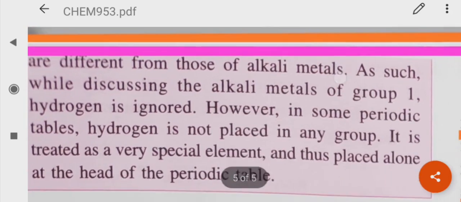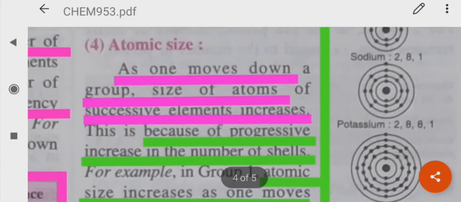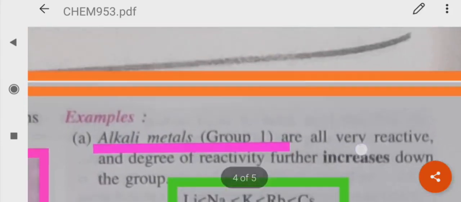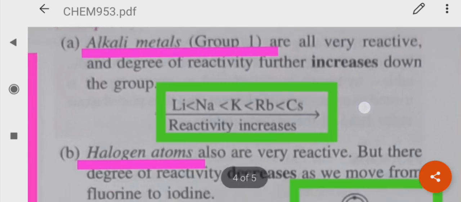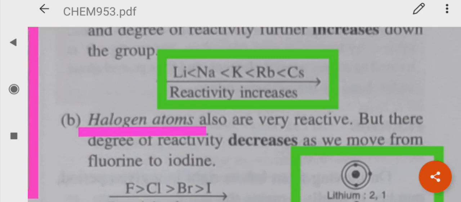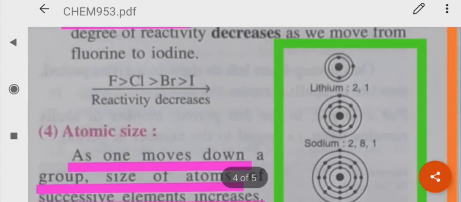Now you see the example given here. Alkali metals are all very reactive, and the degree of reactivity further increases down the group. So if you see the alkali metals, when we move down, the reactivity goes on increasing, but it is the opposite for halogens. As we move down the group, the reactivity decreases.